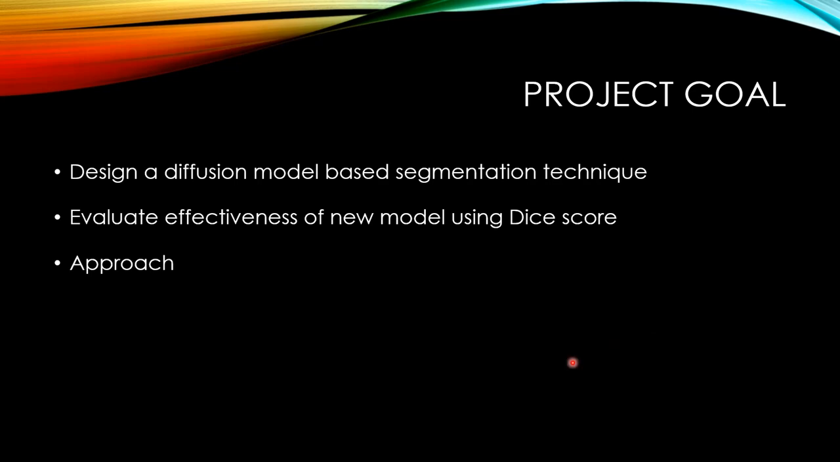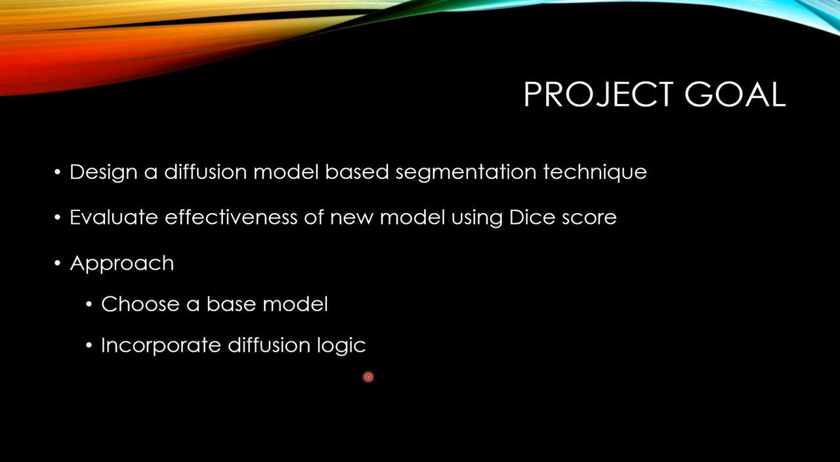And the high-level approach for the project was first selecting a base model, which would basically be the backbone network, and then incorporating the diffusion logic for that network. So basically, this would involve the backbone network to model the reverse denoising process, and I'll get into this in more detail. And finally, of course, training and evaluating the results.